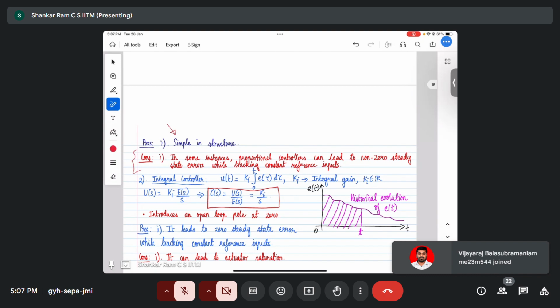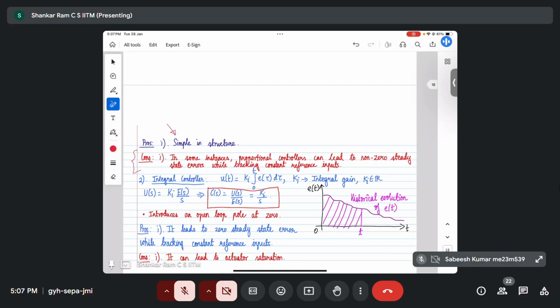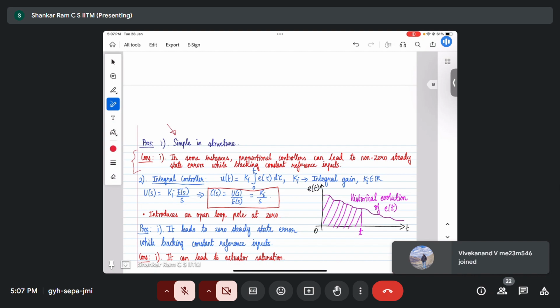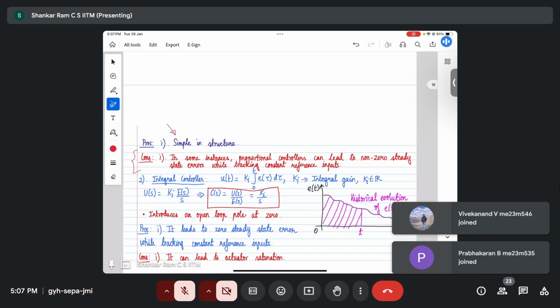Let us say we want to control the temperature of air in a room, and we set it at 25 degrees Celsius. I'm just giving an example, okay? Let us say some conditions are satisfied due to which the proportional controller will lead to non-zero steady state errors. What it means is that you and I may want 25 degrees Celsius, but the temperature may always settle down to 26 degrees Celsius. So that may be an issue with proportional control.